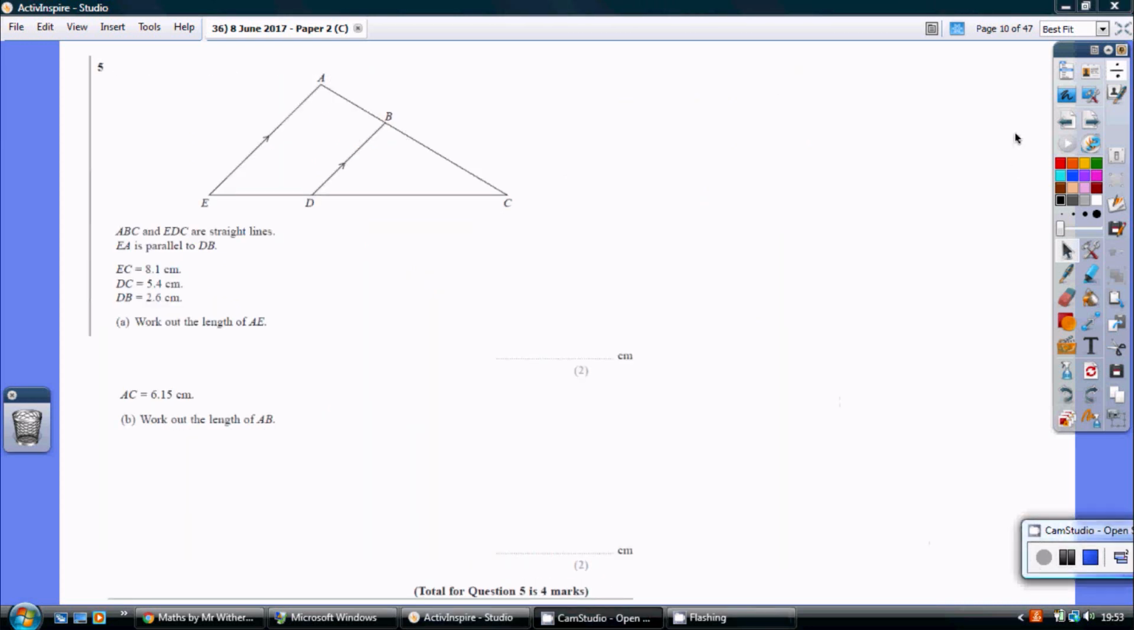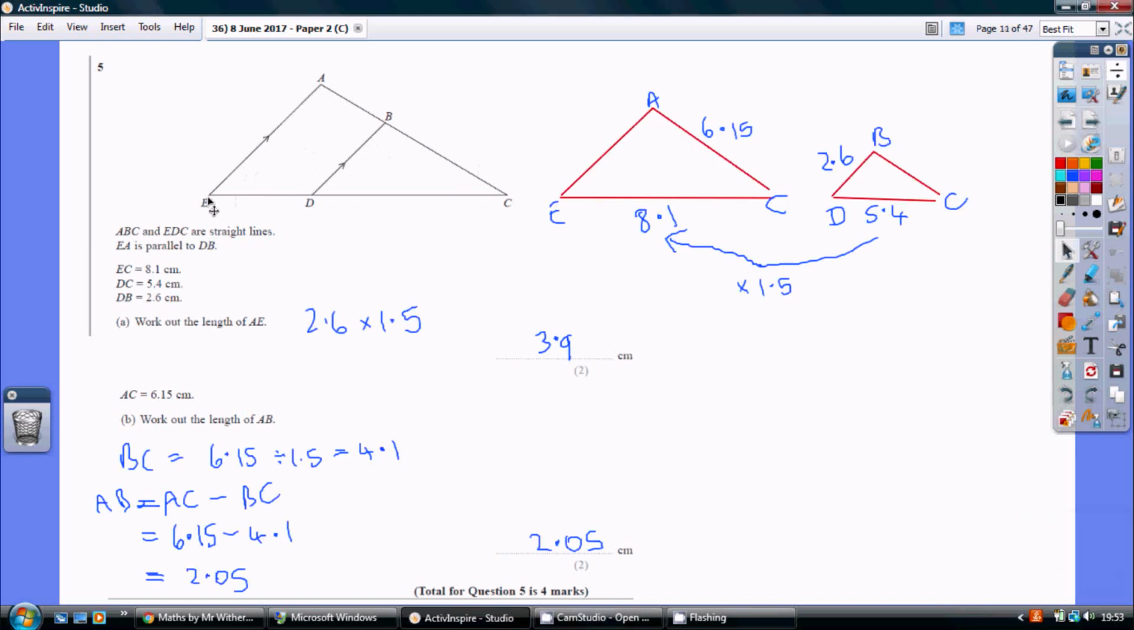Question 5. So here we've got similar triangles. So I think in order to gather our thoughts, it's a good idea just to do a little sketch of the bigger triangle EAC next to the smaller similar triangle DBC, and then just fill in the measurements that you're given. So we know this from E to C is 8.1, D to C is 5.4, and D to B is 2.6. So we then look for the common side, which is obviously the base, and we can see what's the scale factor to go from the smaller one to the bigger one.